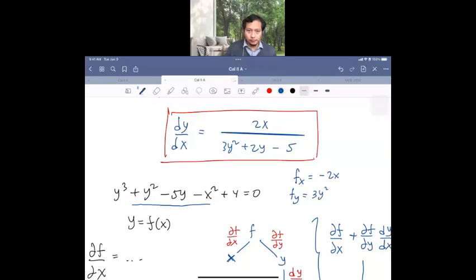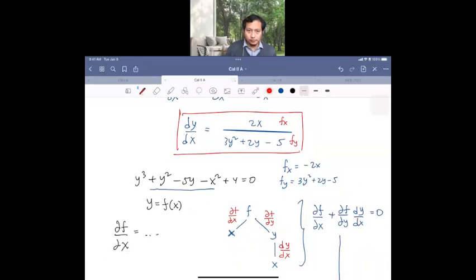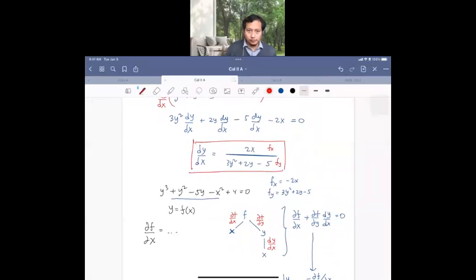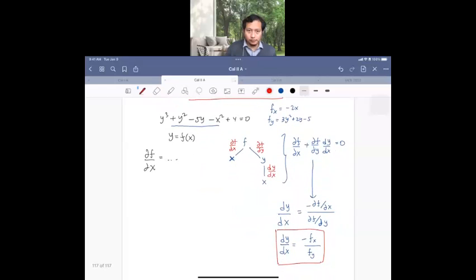Partial y is 3y squared plus 2y minus 5. And it's perfectly partial x over partial y. And then when we take the negative, it becomes positive. Okay? Can you see how it relates to the calculus 1 implicit formulation? So we have the formulation for dy over dx as minus partial x over partial y.